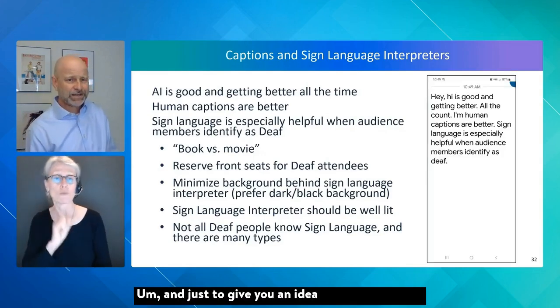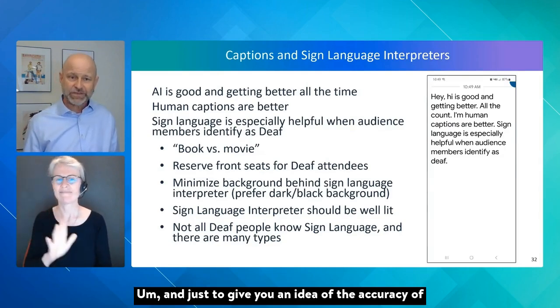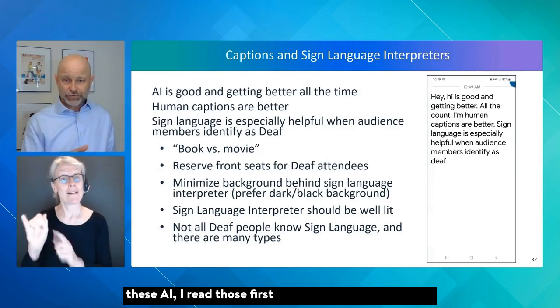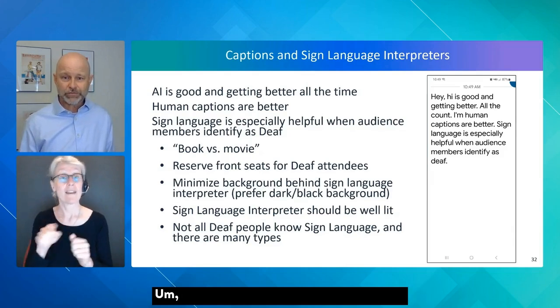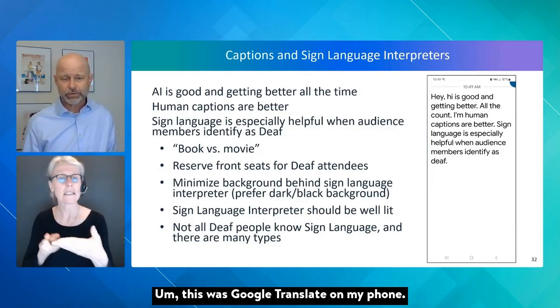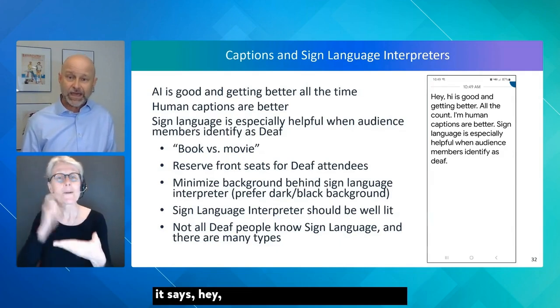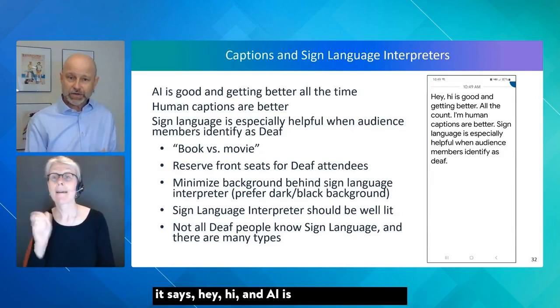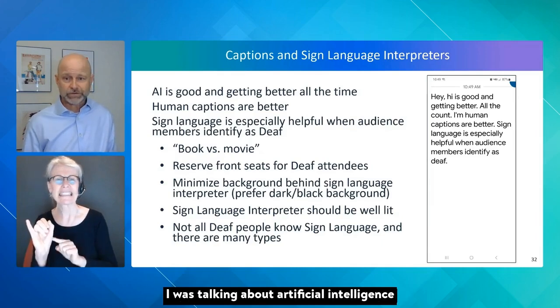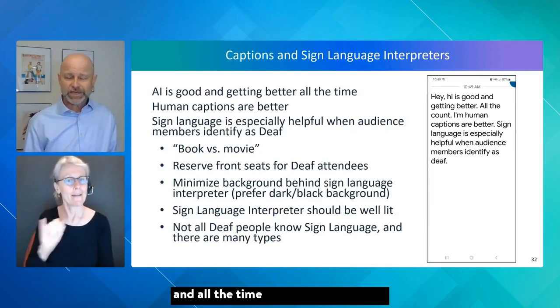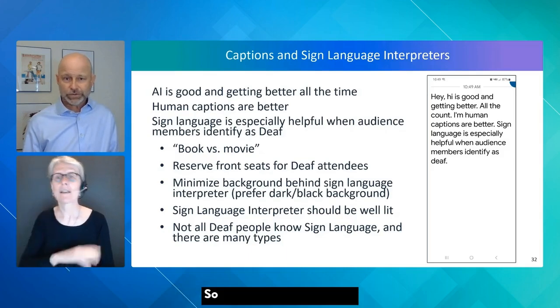And just to give you an idea of the accuracy of these, I read those first couple of sentences on this. This was Google Translate on my phone. It was good, but notice instead of AI, it says, hey, hi. And AI is the important part. I was talking about artificial intelligence. And all the time became all the count. So it's not perfect.